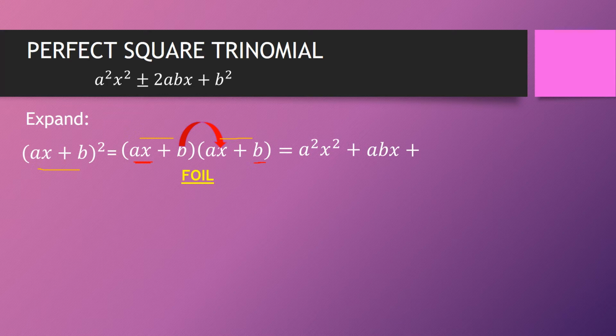b times ax is the same thing, abx. And finally, b times b, and you have b squared. Now, as you see, I have these two expressions, and they are like terms because the exponent of both terms is 1. Then you add like terms, and it's 2abx plus b squared.